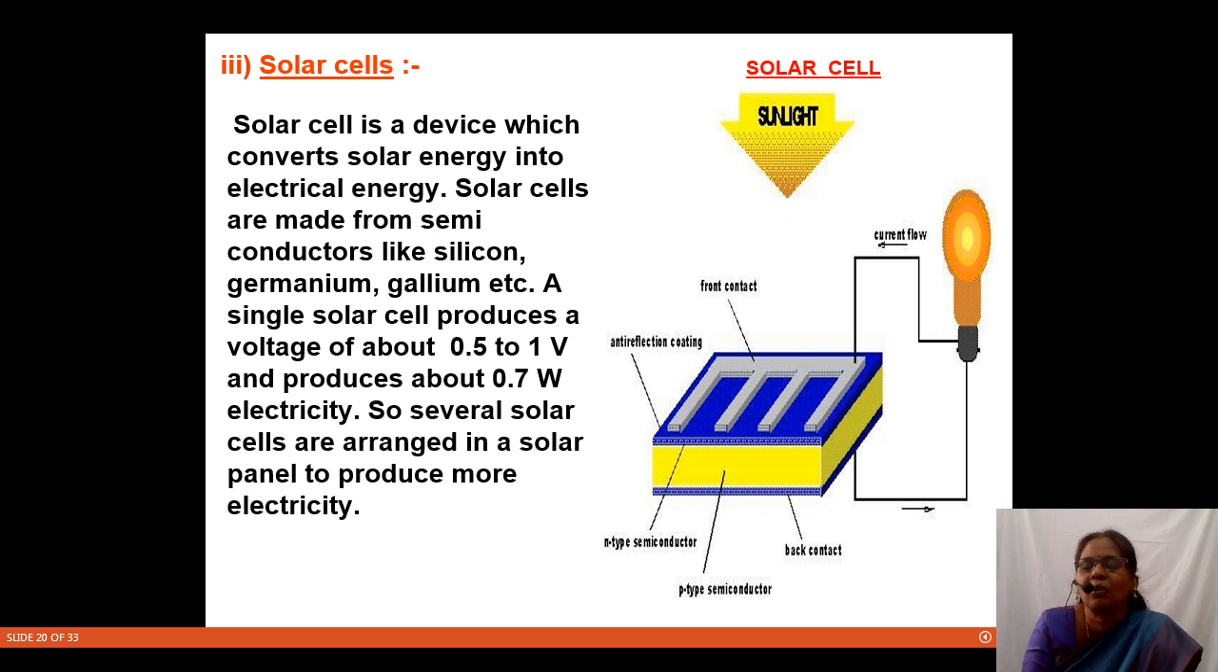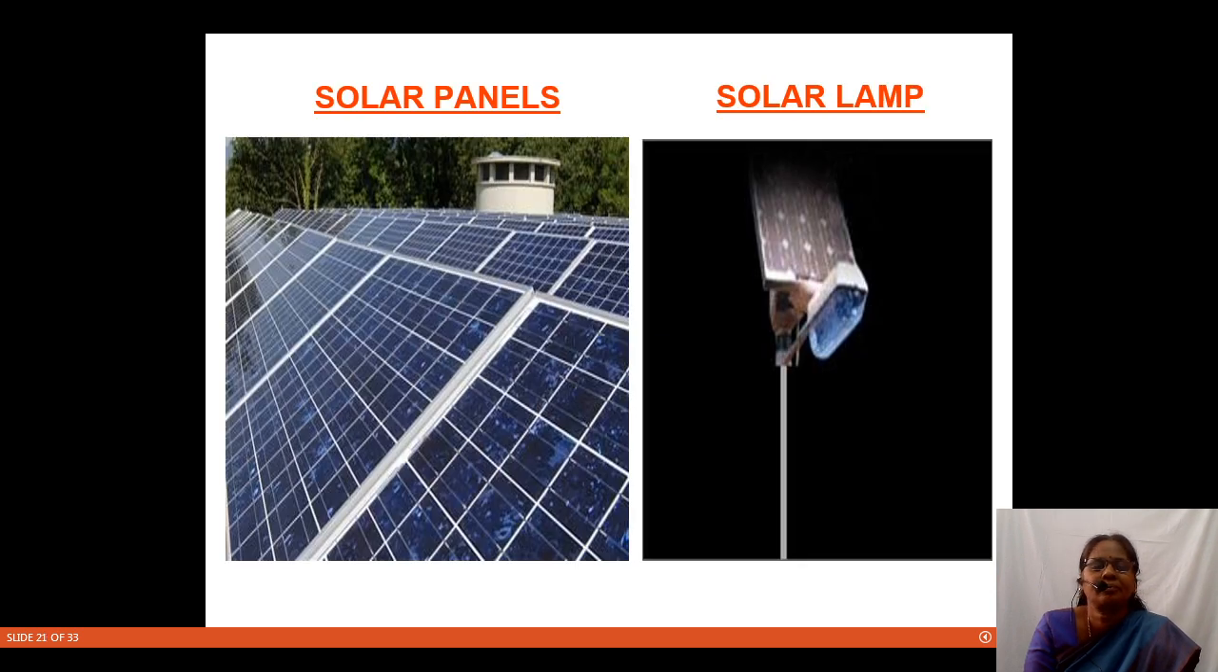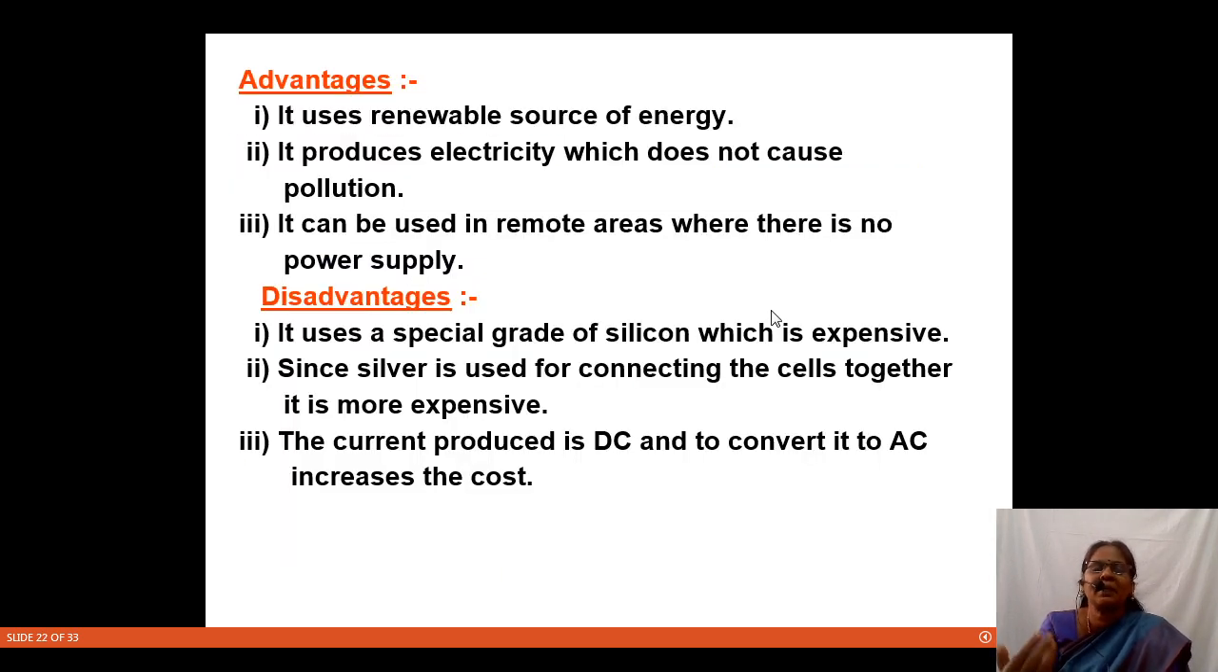The bulb glows because current flows through it. So this is a solar panel, with many solar cells arranged in such a way. A solar panel is also attached to street light lamps. You might have seen them in big cities, everywhere. The street light is connected with one solar panel and a battery for storage of charge. In the evening it switches on automatically and in the morning it switches off, so the street light works continuously without any manual work.